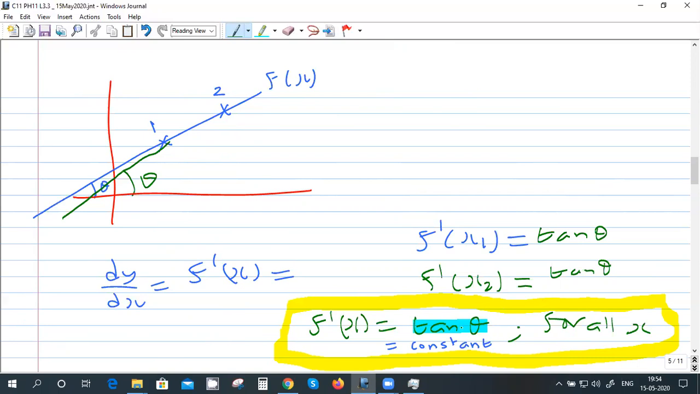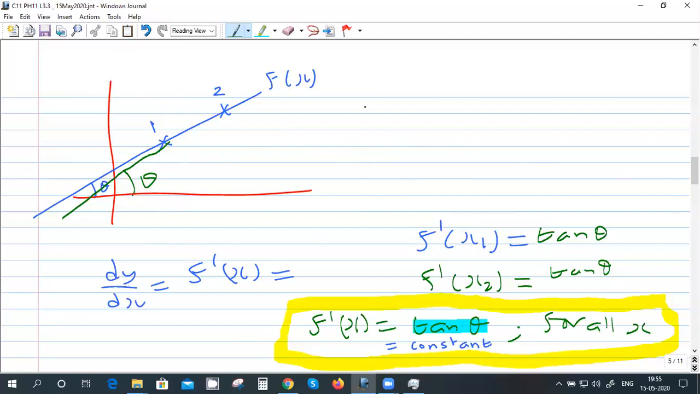So f dash of x, where f of x is a line, is a constant for all x, because in a straight line the slope is not going to change from point to point. That is the property of a straight line. If you draw a tangent, the tangent is the same line for all the points. The tangent at all the points makes the same angle theta with the x-axis. So d over dx is the same at all points and does not change from one point to another.